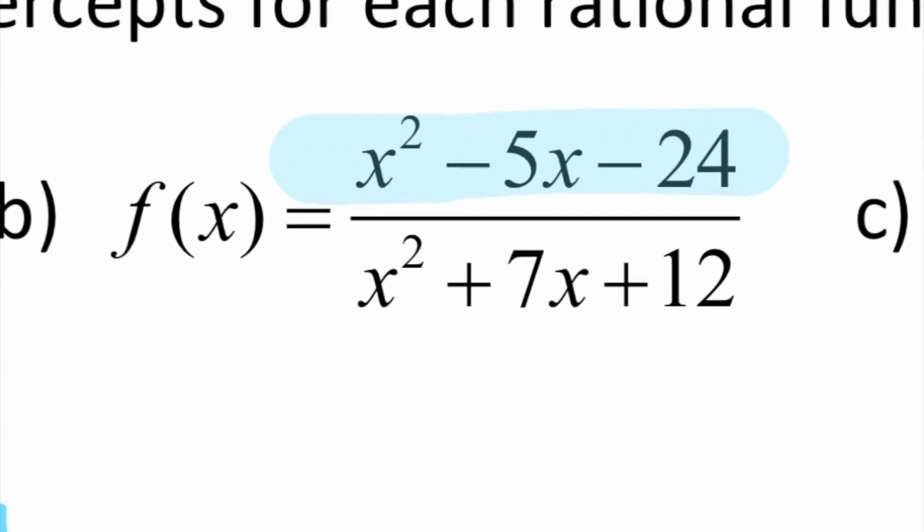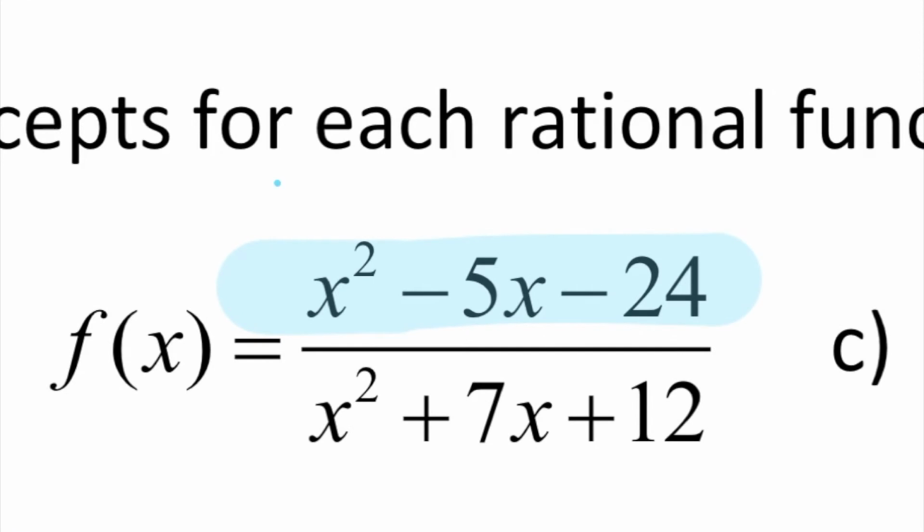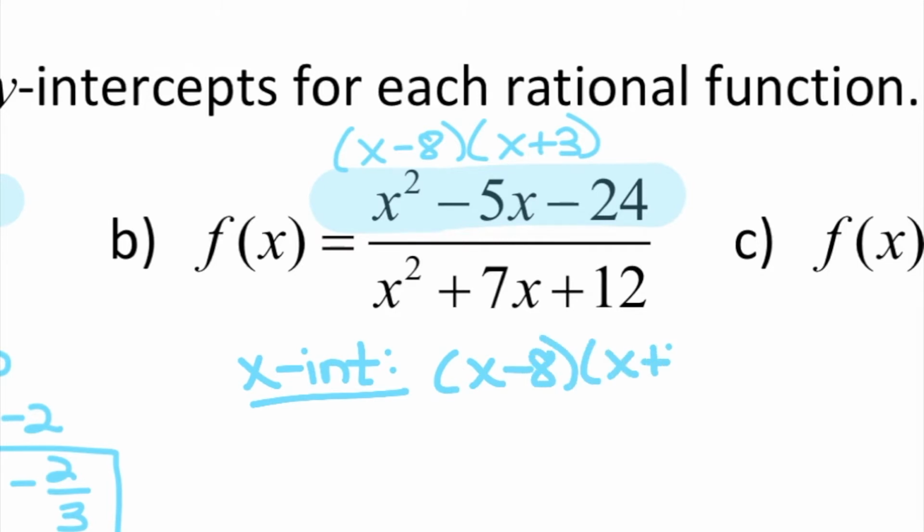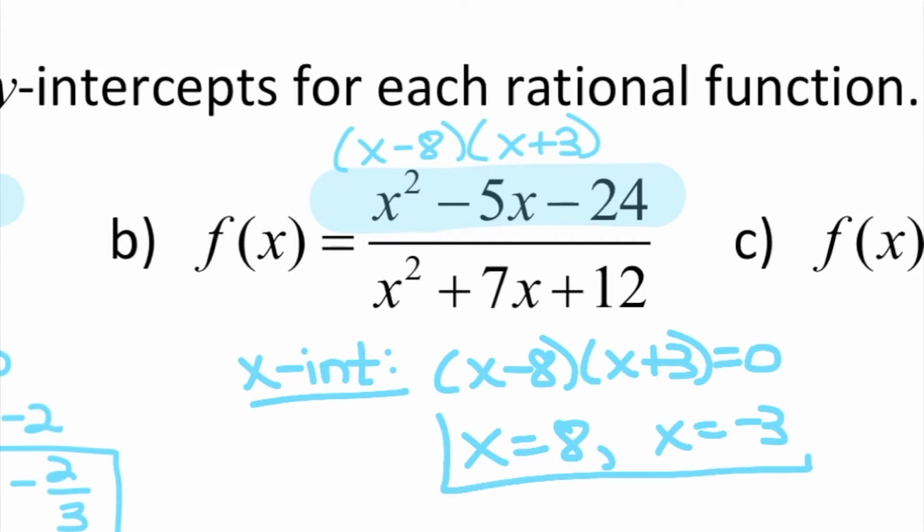And letter B, you're going to need to factor the numerator, so that's going to end up being x minus 8 times x plus 3. And so if you do x minus 8 times x plus 3 equals 0, x equals +8, and x equals -3 would be your x-intercepts.